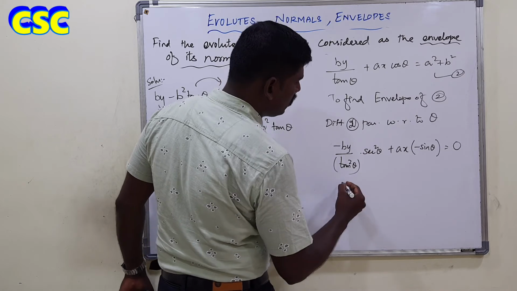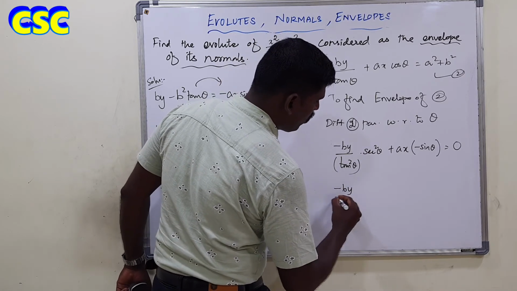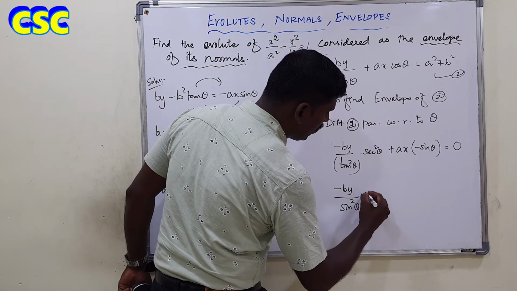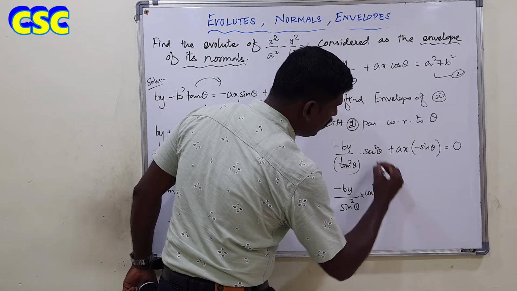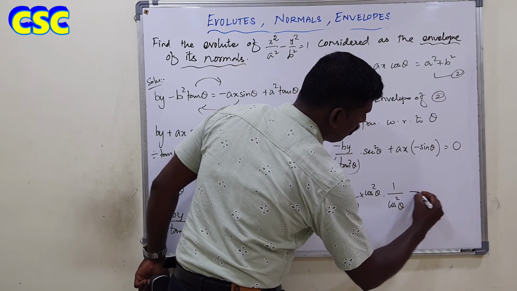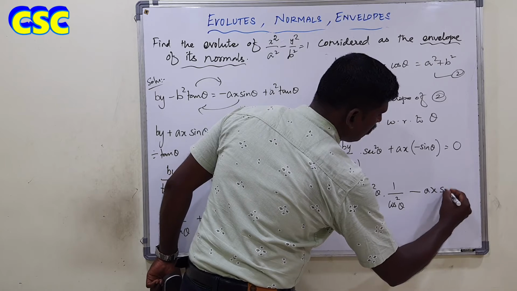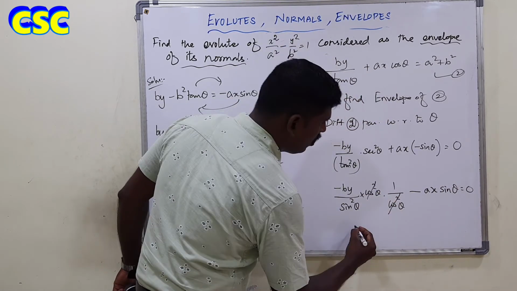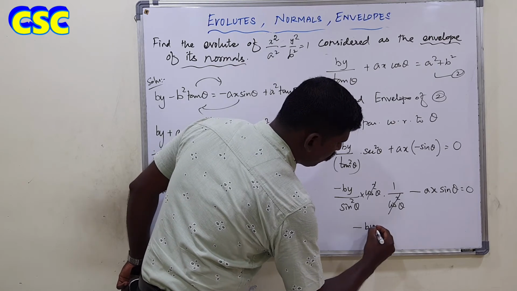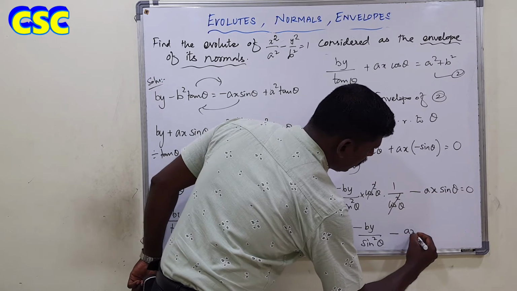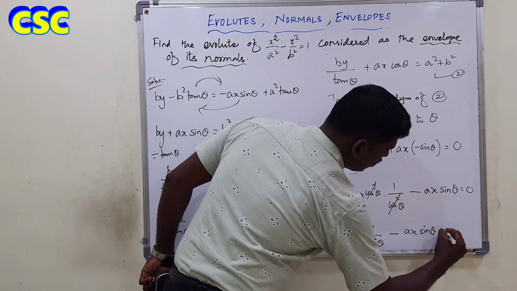This is secant square theta, so minus by times tan square theta, which is sin square theta by cos square theta. The cos square goes to the numerator, into secant square theta, which is 1 by cos square theta, minus ax sin theta equal to 0. The cos square cancels with that cos square, so what you will get is minus by by sin square theta minus ax sin theta equal to 0.